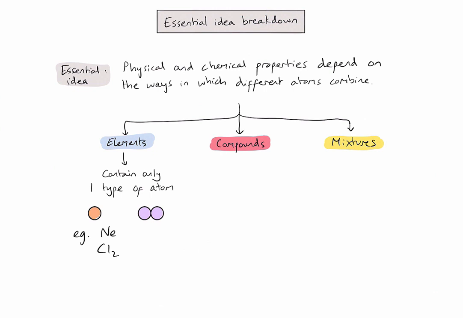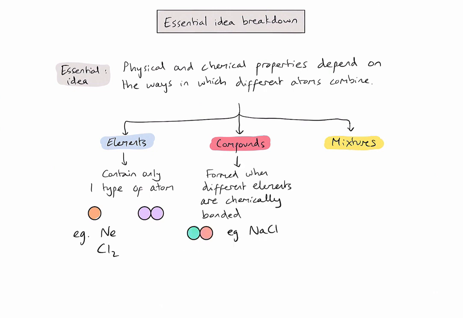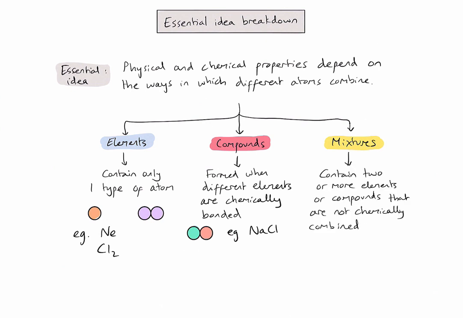Compounds perhaps are formed when different elements are chemically bonded together. And again, I might draw a simple particle diagram of a compound and write an example. And mixtures, I think, contain two or more elements or compounds that are not chemically combined. And perhaps at this stage, that's all I can recall.